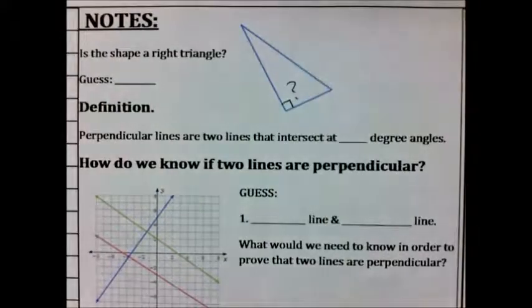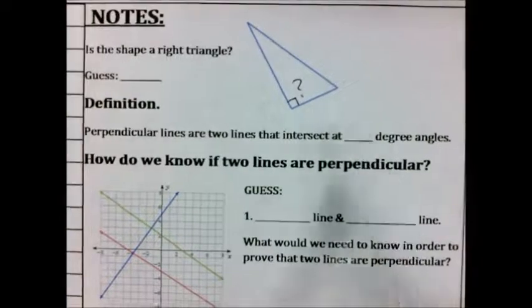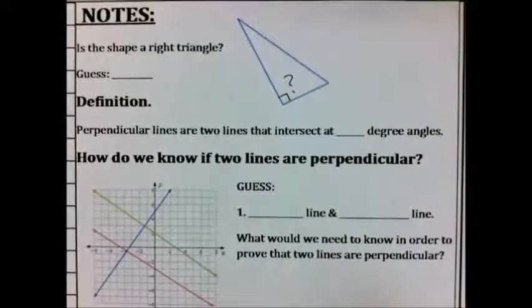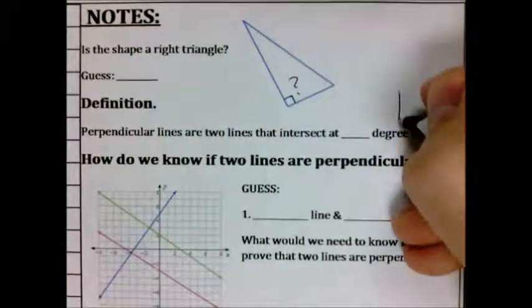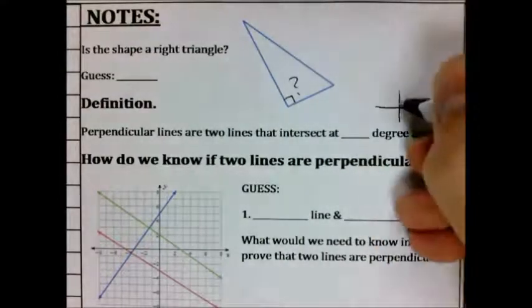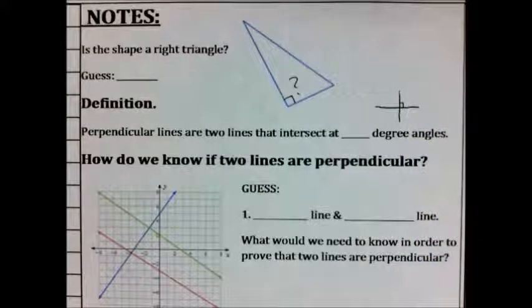So let's define what a perpendicular line is, okay? Perpendicular lines are two lines that intersect, that means they cross, at 90-degree angles. So 90 for this blank here. They cross at 90-degree angles. So essentially, if I were to draw this out, it would be where I have two lines. When they intersect each other, a 90-degree angle is formed on all of those sides, okay?